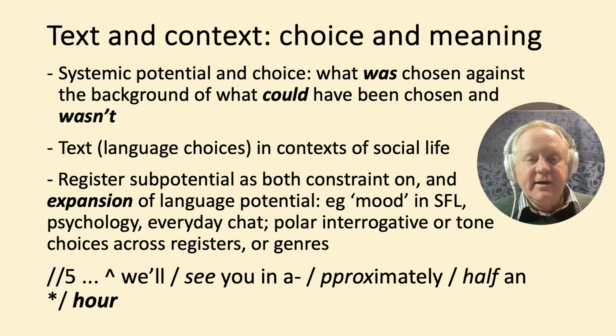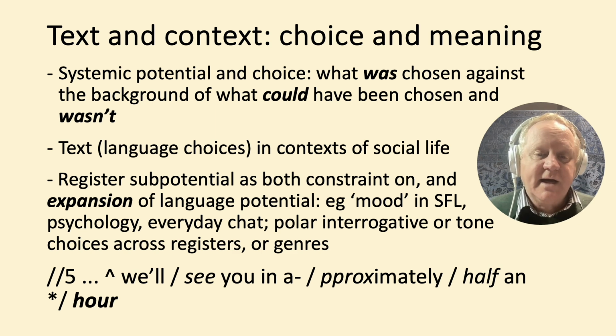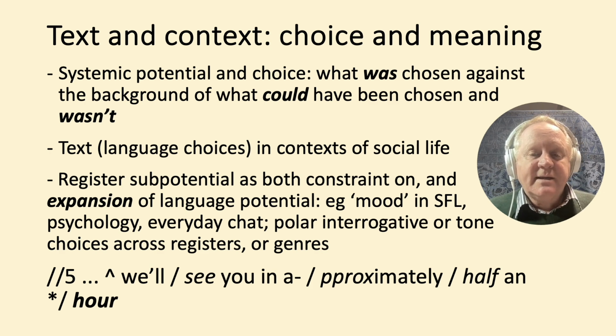So we can understand the idea of systemic potential and instances of choice from that potential by considering what was chosen against the background of what could have been chosen and wasn't. We also need to consider function, in particular the idea that to describe language and meaning, we need to take into account the functions of such choices within and with respect to the context of utterance. Text and language choices in the contexts of social life.